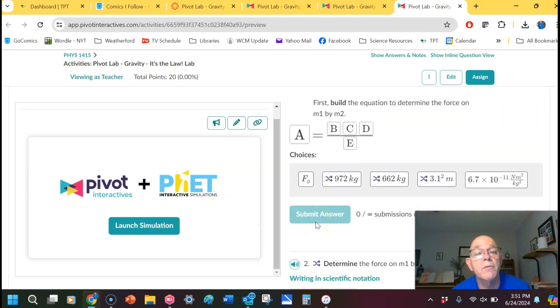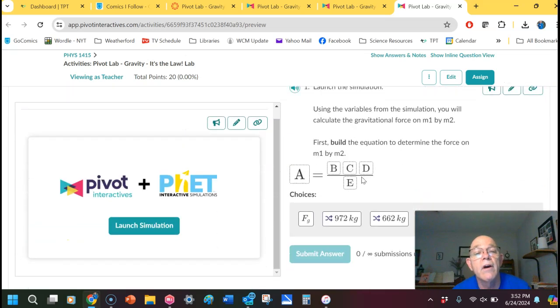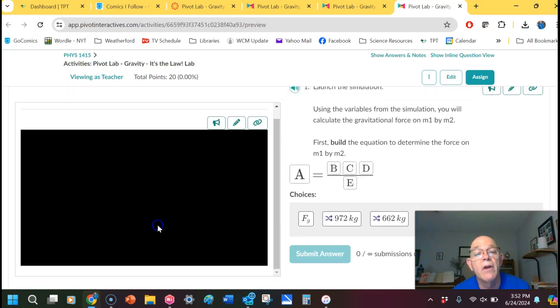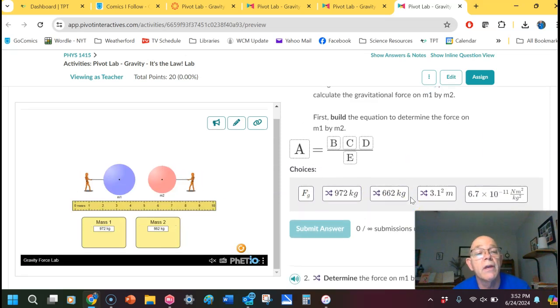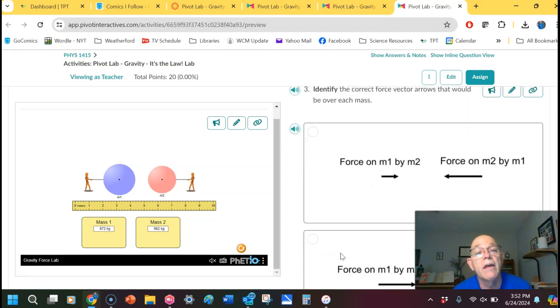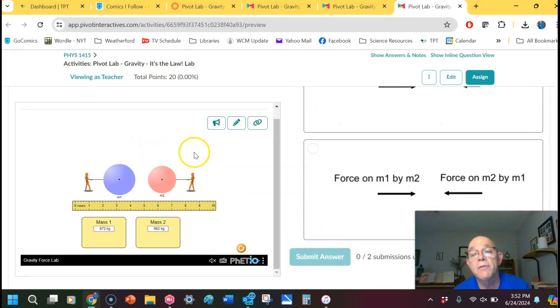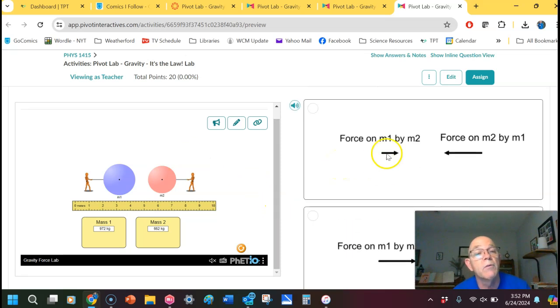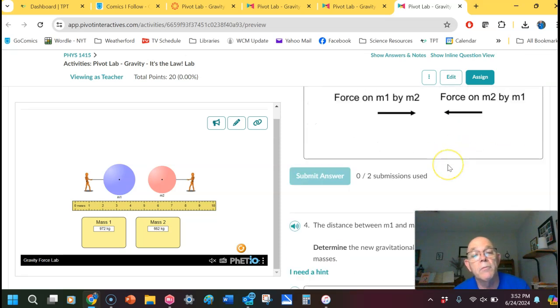Now, gravitational force. This is once you do the thing, you can set the masses this way. You can set the distance. This one, of course, is the universal gravitational constant, so it's not going to need to be changed. And put your answer, and then correct force vectors that you would see. If they had force vectors or arrows over both of them, what would they look like? Would it be smaller and bigger? Would it be bigger and smaller? Or would they be equal on both sides? Okay.